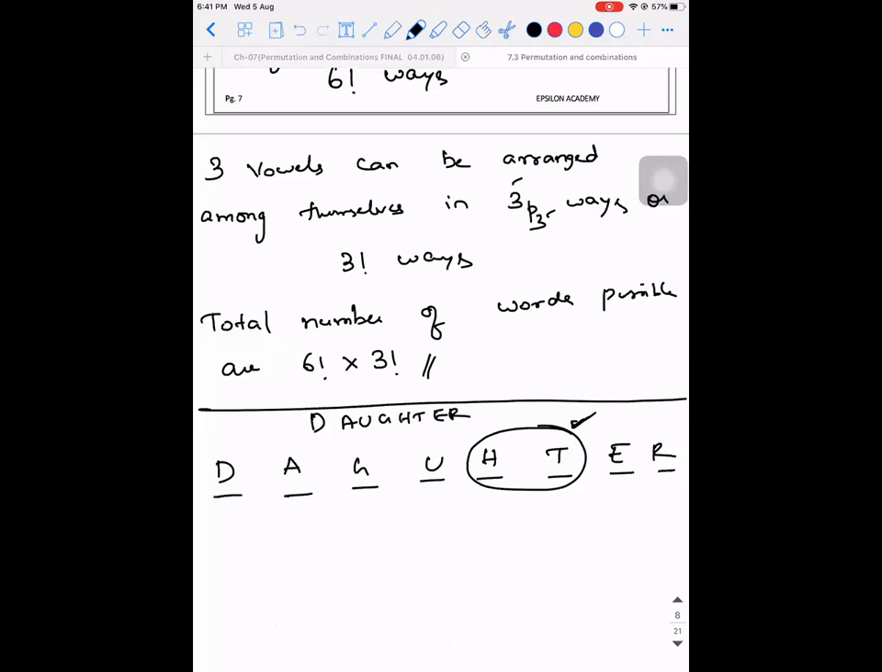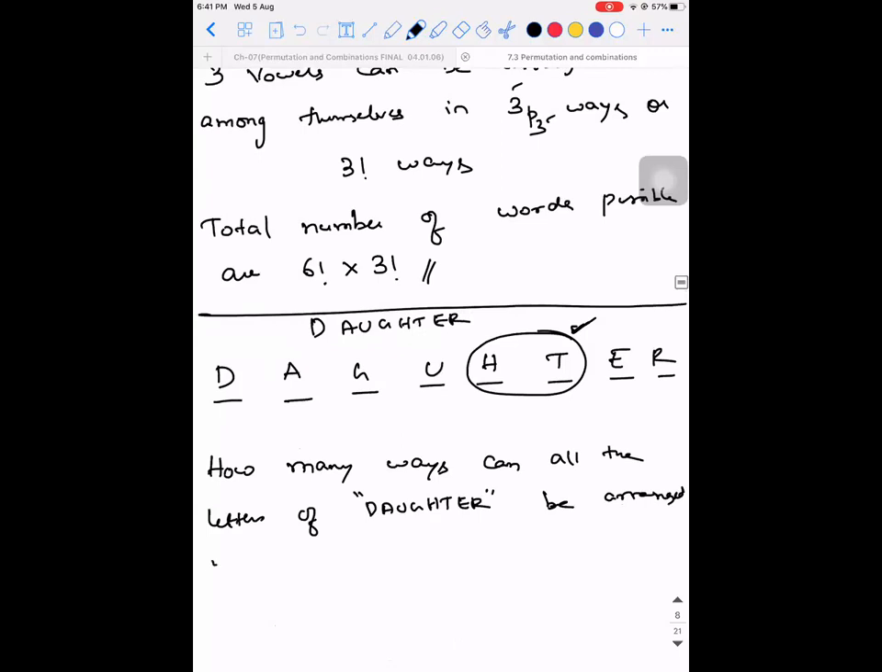So first tell me, how many ways can all the letters of daughter be arranged among themselves? So you have 8 letters in your hand and you have to fill 8 blank spaces. They can be arranged in 8P8 or 8 factorial ways. Are you guys able to understand this? Did you understand what I did?